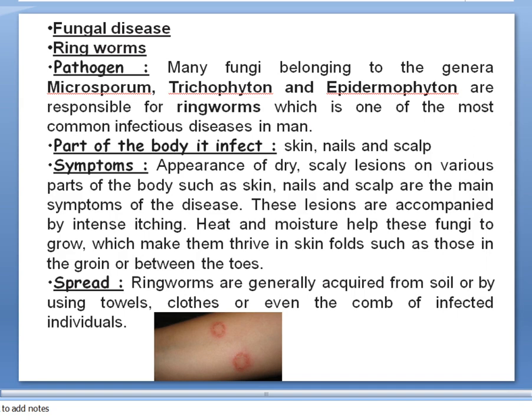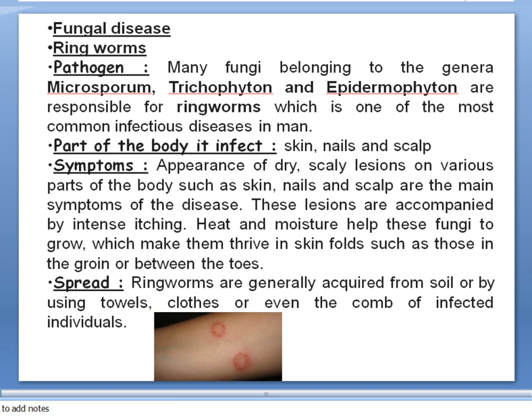How do we contract this disease? Through direct contact with the pathogen. It may be through the soil, clothes, comb, pen, whatever it is. If we come in contact with the parasite, then we will get the disease.